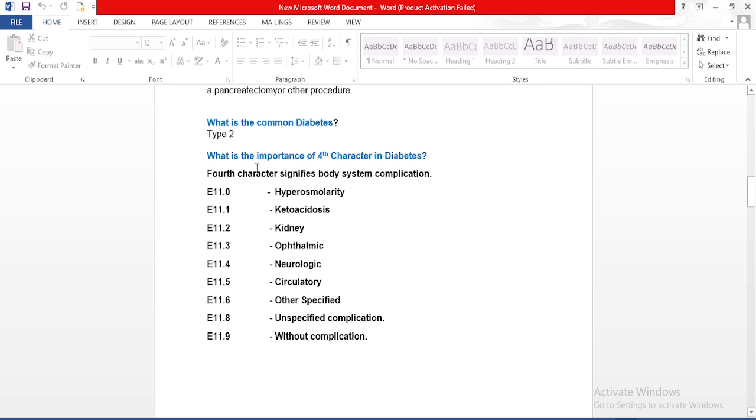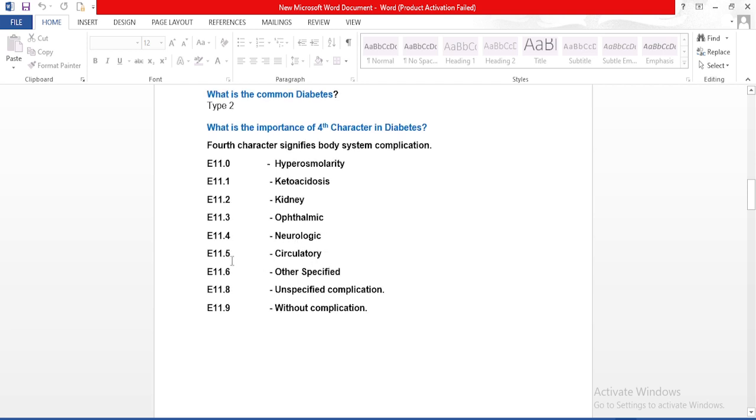So next one, what is the importance of the fourth character in diabetes? The fourth character signifies body system complication. For example, if you see E11.0, it means hyperosmolality. We have already seen that just now. 1 means ketoacidosis, 2 means kidney complications, 3 means ophthalmic, 4 is neurologic, 5 is circulatory complication, 6 is other specified complication, 8 is unspecified complication, 9 is without any complications.